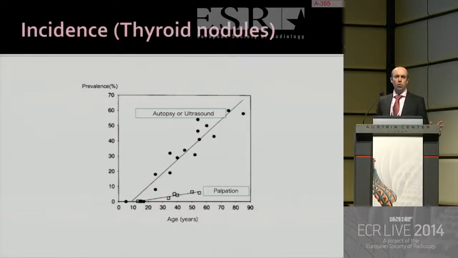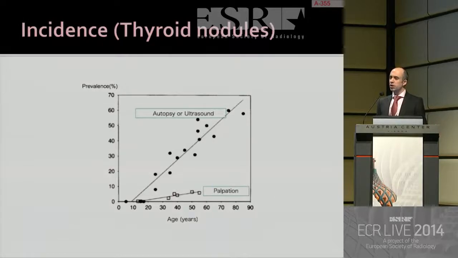So, thyroid nodule incidence. We know they're common. Symptomatic or palpable nodules, 4 to 7% of the population. But it's the non-palpable nodules that are creating a lot of our workload. Anyone that does regular thyroid ultrasound lists will realise there's been a massive increase in the number of incidental thyroid nodules which we're being asked to deal with.